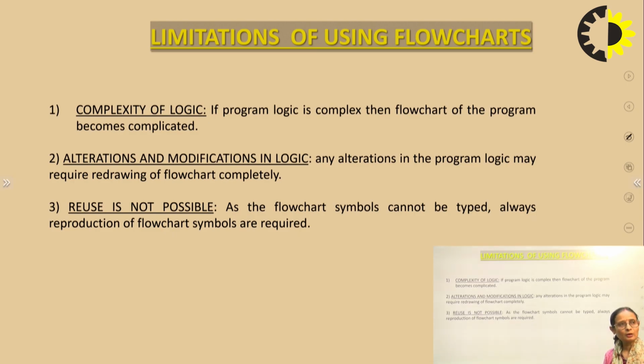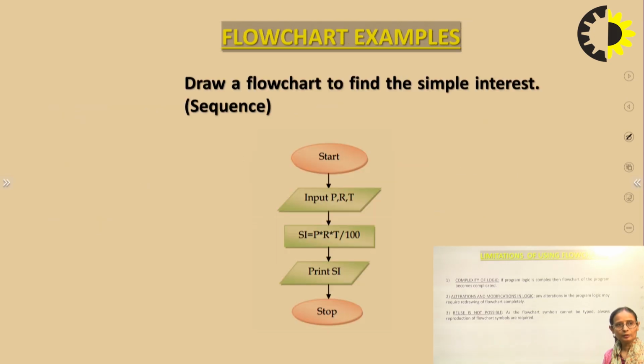Number one is complexity of logic. If the program logic is complex, then the flow chart of the program becomes very complicated, because then you need to break it down into subprograms. Alterations and modifications in logic: any alterations in the program logic may require redrawing the flowchart completely. Then reuse is not possible, as the flowchart symbols cannot be typed, so reproduction of flowchart symbols is always required.